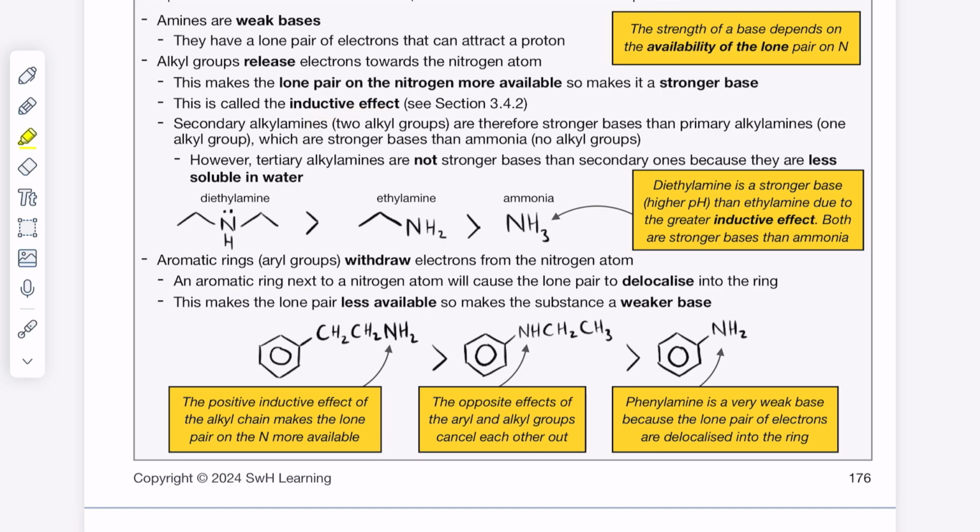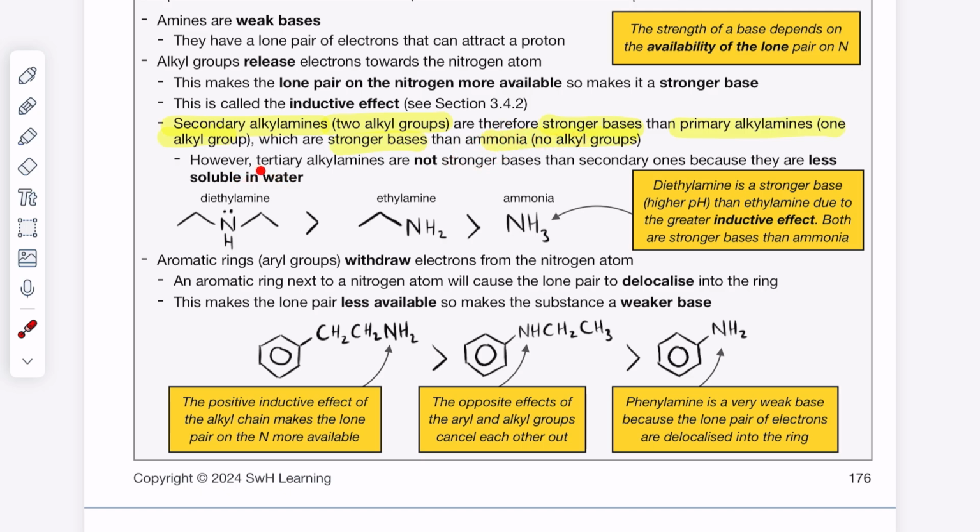Now secondary alkyl amines, ones containing two alkyl groups, are stronger bases than primary alkyl amines with one alkyl group, which are stronger bases than ammonia because it has no alkyl groups, and that's because the alkyl groups, as we've just said, release electrons towards the nitrogen. So obviously the more R groups you have attached, the more the electrons will be released towards the nitrogen atom. Ammonia with no alkyl groups will therefore be the weakest base.